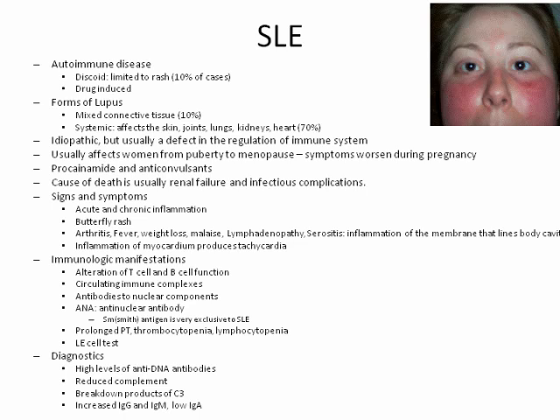It's idiopathic, we don't know what causes it, but usually there's a defect in the regulation of the immune system. It just kind of gets out of control and starts attacking things that it shouldn't. The majority of people that get lupus are women aged from puberty to menopause. When pregnant, the symptoms really worsen. And I've had firsthand experience with this.